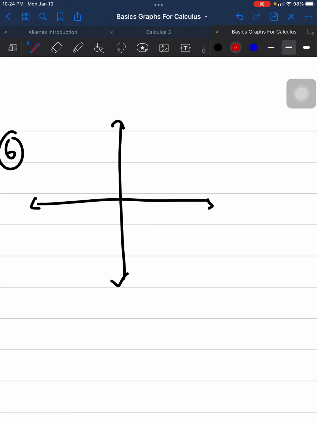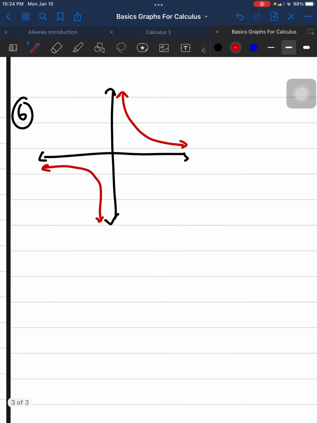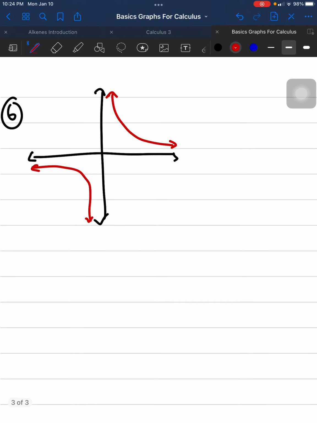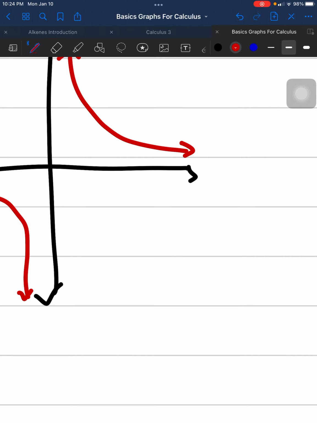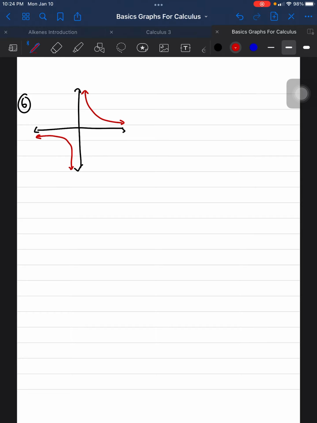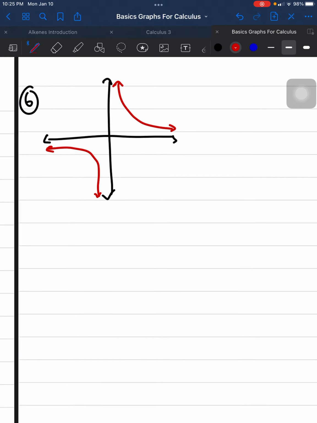So let me draw out the graph. And one property that you should definitely memorize for this graph is that it has asymptotes at x equals 0 and y equals 0. You see, that's why they're getting closer and closer to the x and y axis, but they're never touching. So this is the graph of y equals 1 over x.